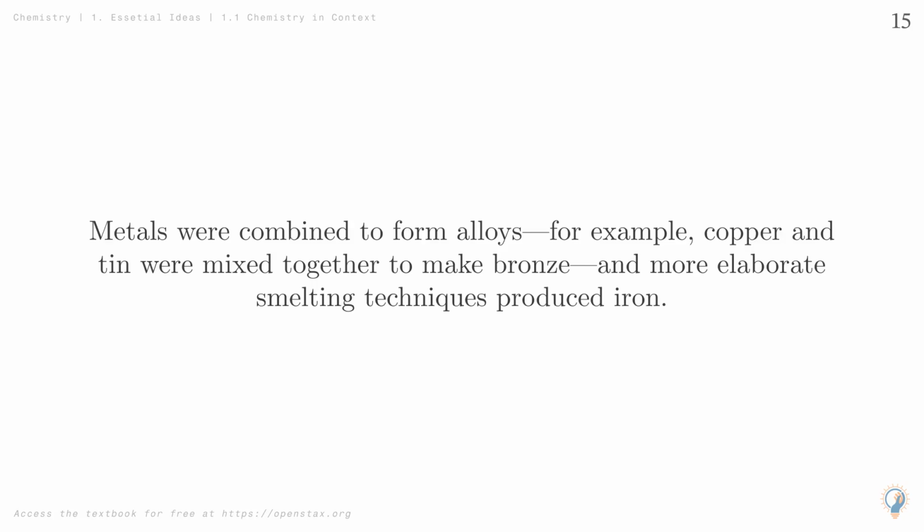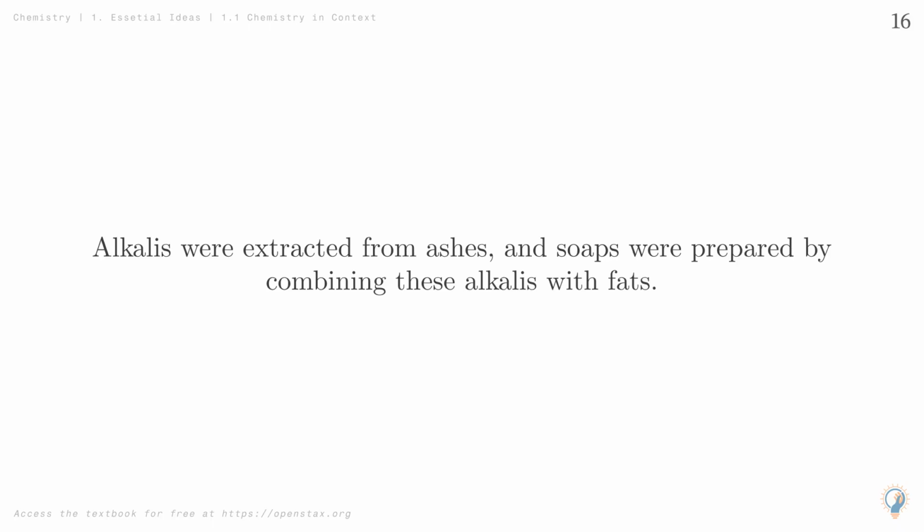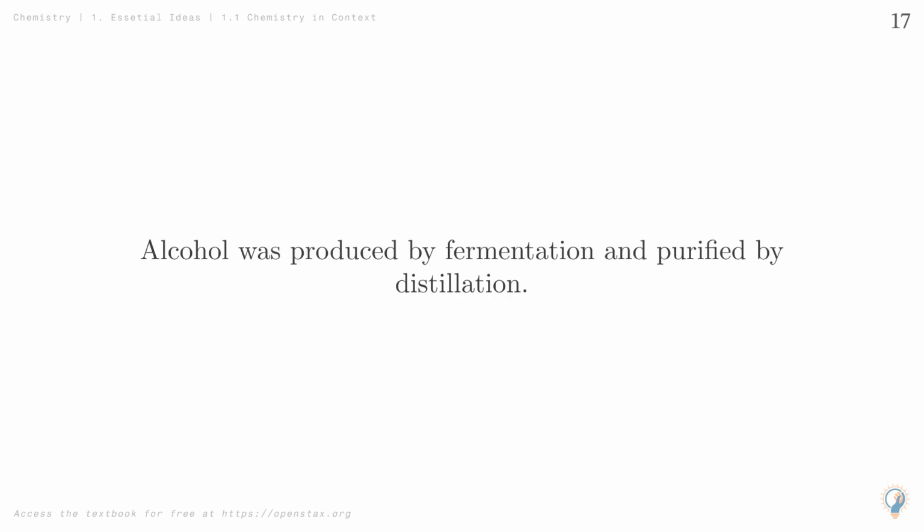For example, copper and tin were mixed together to make bronze, and more elaborate smelting techniques produced iron. Alkalis were extracted from ashes, and soaps were prepared by combining these alkalis with fats. Alcohol was produced by fermentation and purified by distillation.